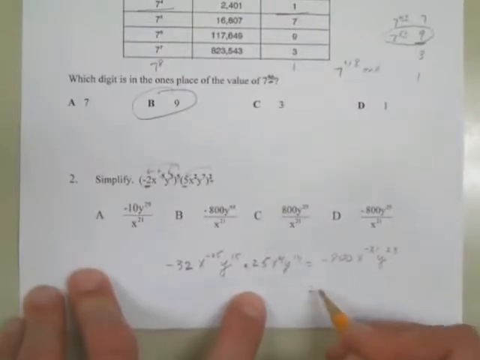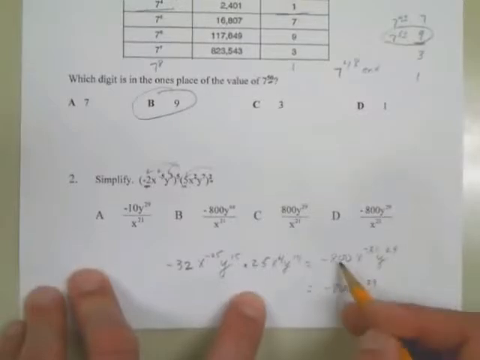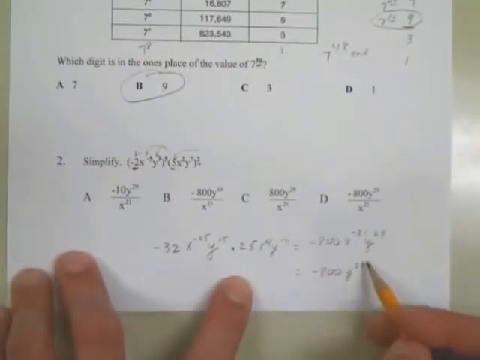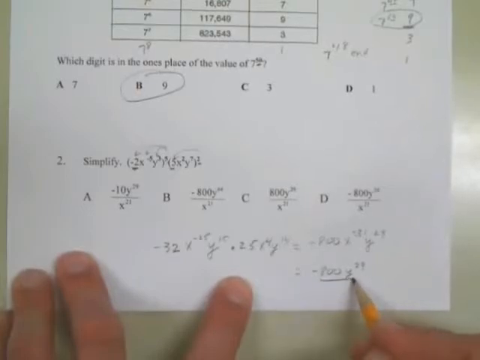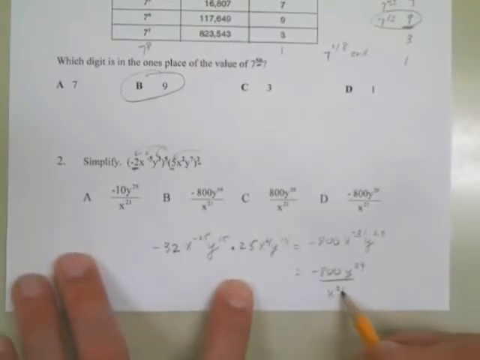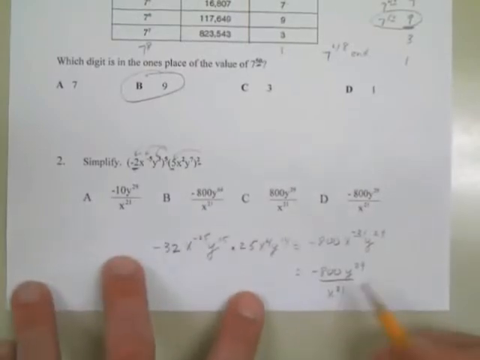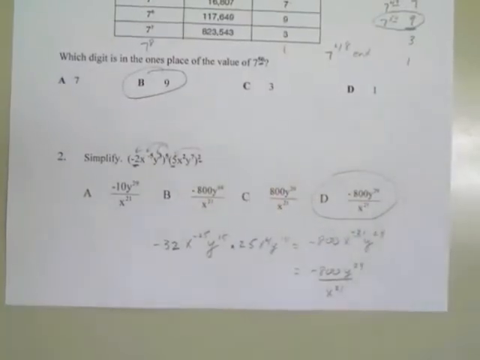We don't want negative exponents in our answer, so there's nothing wrong with negative 800. There's nothing wrong with y to the 29th. So the negative 800 and the y to the 29th stay in the exact same place. To make this exponent positive, if x to the negative 21st is in the numerator, we put x to the positive 21st in the denominator. That makes the exponent positive. This answer of negative 800 y to the 29th over x to the 21st is answer choice D. So our answer to problem number 2 is D.